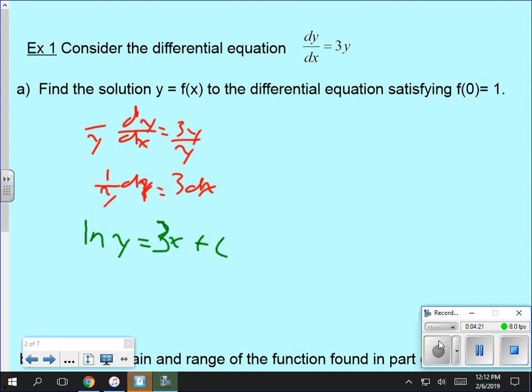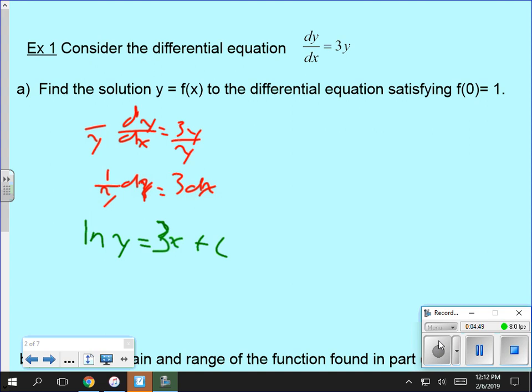Now, you need to plug in your initial condition and solve for c. You can solve for y first and then solve for c. I'm going to tell you right now, it's a whole lot easier to do it at this point. Plug in your 0 for x and 1 for y, and solve for c. It is so much easier to do at this point than it is to do later. You can do it at any point, but it's much easier to do now.